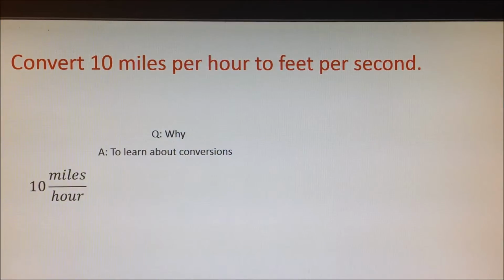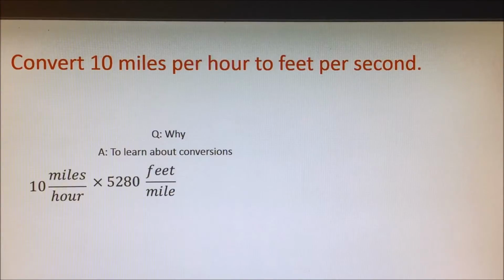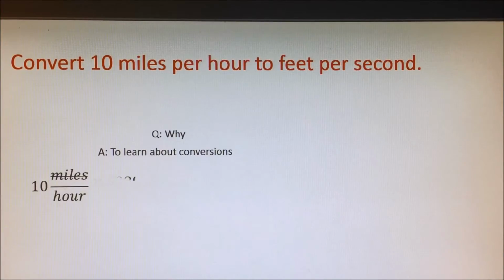Let's convert the miles to feet. Since the miles is on the top, we want the feet to be on the top, so 5,280 feet per 1 mile. Now how do we get rid of the hour? The hour is in the denominator at the bottom, so we want 1 hour on the top in our conversion for every 60 minutes. That converts per hour to per minute.